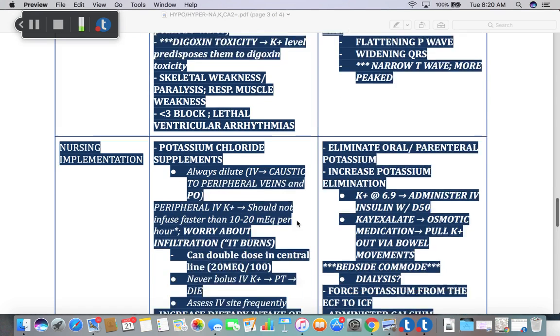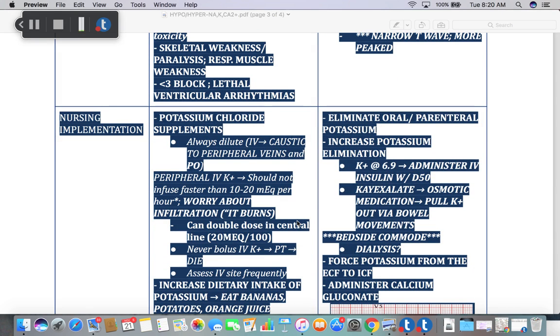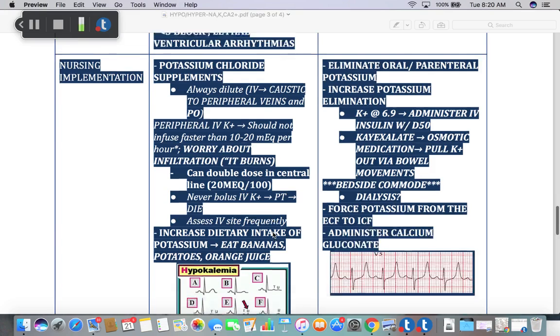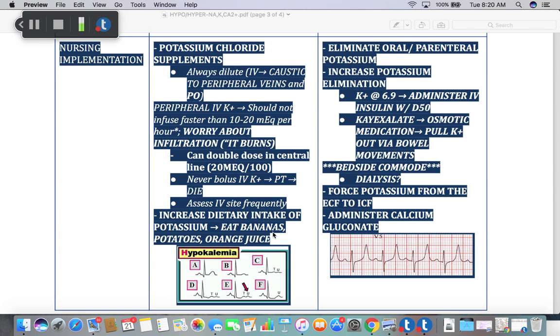So nursing implementation for hypokalemia, you're going to give your patient potassium chloride supplements. You always want to dilute it since it's caustic to peripheral veins and it tastes bad, PO. So peripheral IV potassium, you can't infuse it faster than 10 to 20 milliequivalents per hour because you're worried about infiltration. You never bolus potassium because the patient will die.